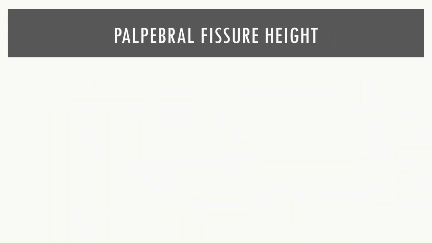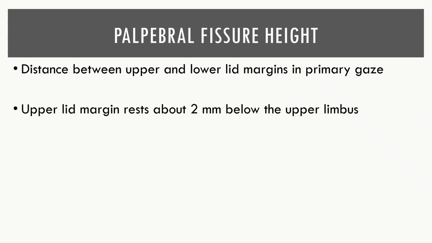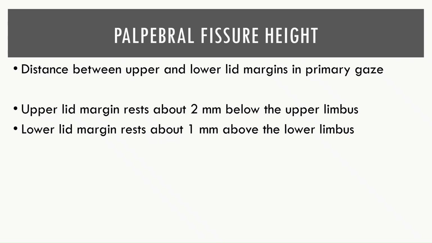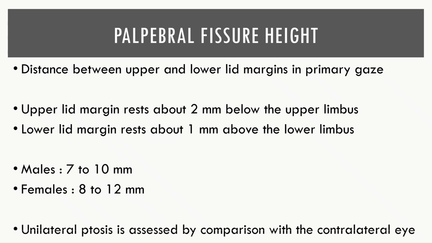The palpebral fissure height helps in comparing unilateral ptosis and assessing symmetry. It is the distance between the upper and lower lid margins in primary gaze. The upper lid margin rests about 2 mm below the upper limbus, and the lower lid margin rests about 1 mm above the lower limbus. The normal value in males is about 7 to 10 mm and in females about 8 to 12 mm. Unilateral ptosis is assessed by comparison with the contralateral eye.